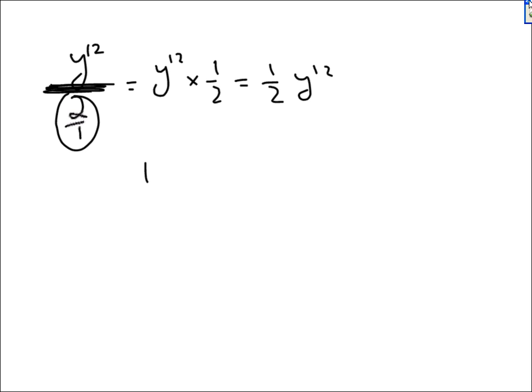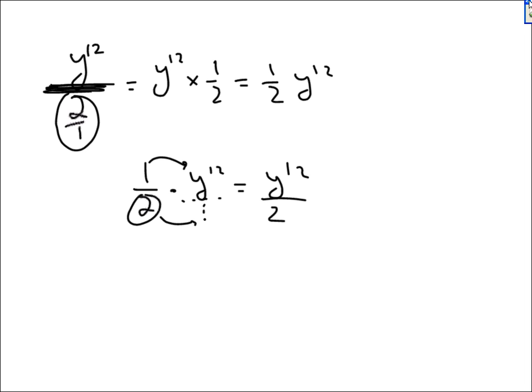And to look at it more carefully, when you multiply the numerators, you get y to the 12th. And you only have one denominator. If you insist on putting the 1 there, 2 times 1 is 2. This equals 1/2 y to the 12th.